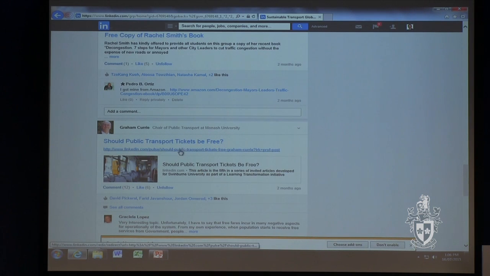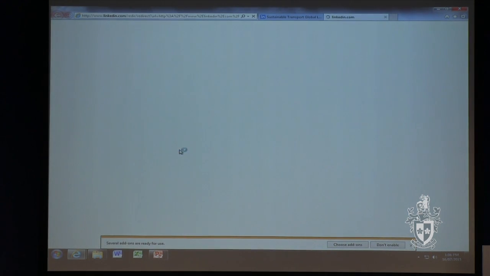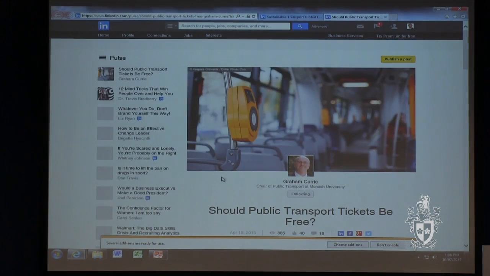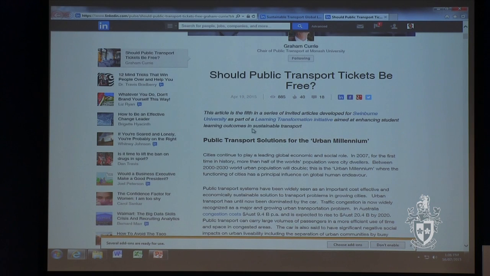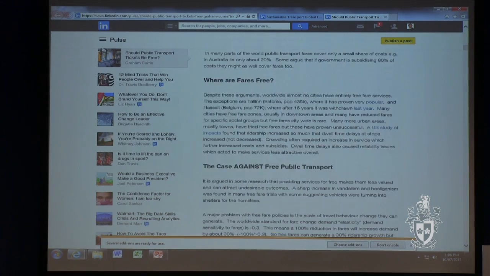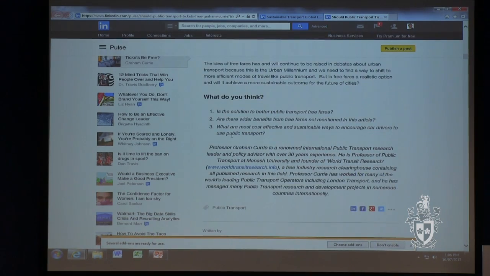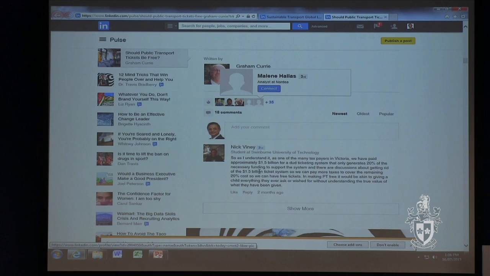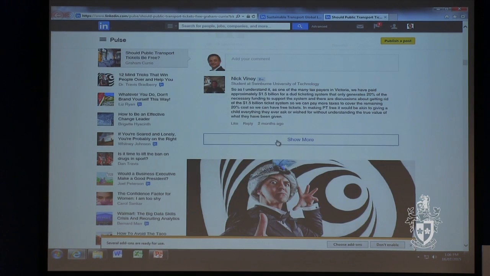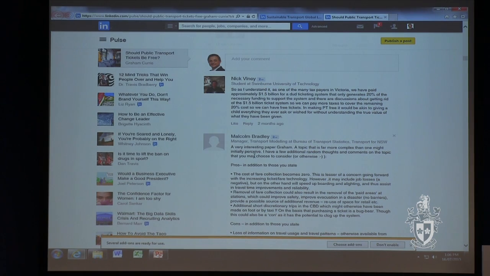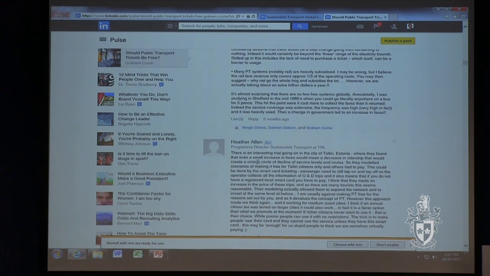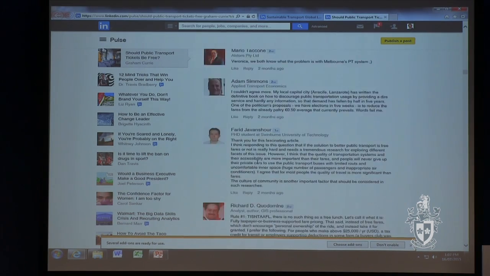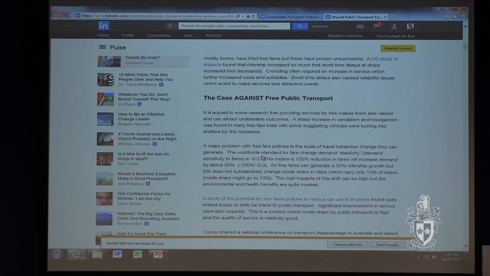So for example, this is the LinkedIn profile, or this is the article itself where it's published on LinkedIn. And the first thing at the top of the screen is this article is the 5th in a series of articles developed for Swinburne University, learning transformation, etc. So they were aware. And if you look there at the bottom, at the end of the article, we always invited people to comment. And as you can see, this is actually one of our students. I just asked them then again to comment. But for example, this person is external to the group. A lot of people are external, but they are aware that it is actually a Swinburne initiative.